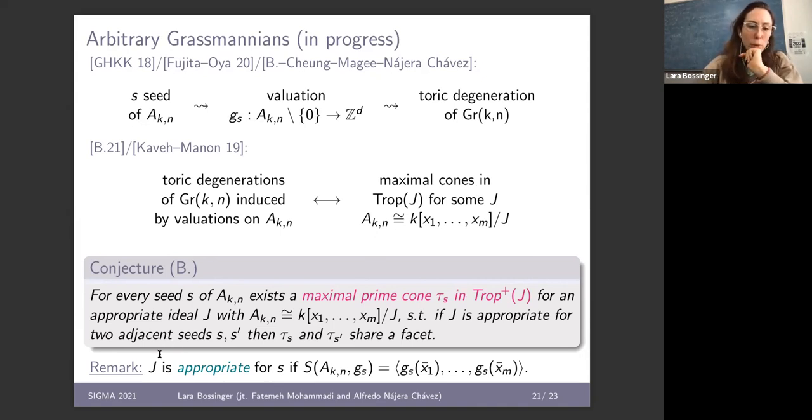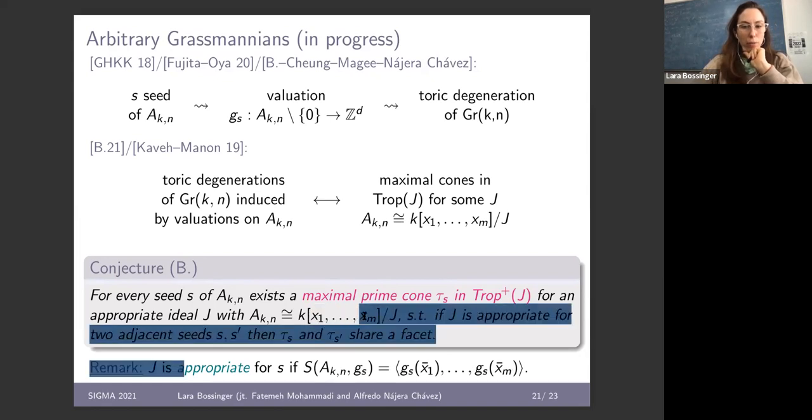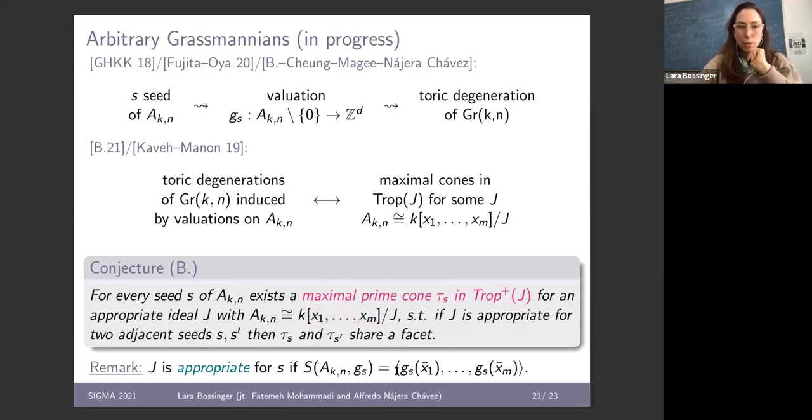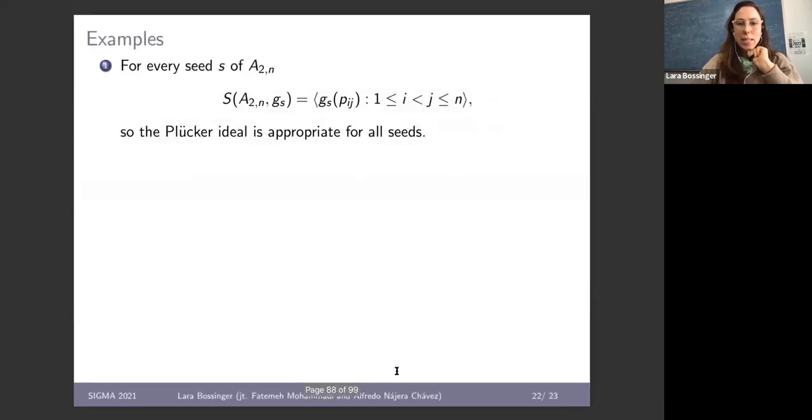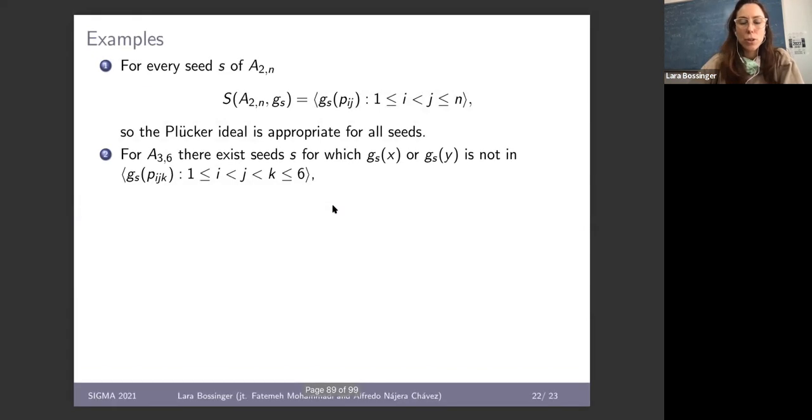So appropriate here means exactly that the value semigroup of the G vector valuation is generated by the images of these xi's here, so that I've chosen a Kowalski basis to get my ideal. For the Plucker ideal of the Grassmannian 2n, well, the Plucker ideal is appropriate for all seeds. There's no new result here.